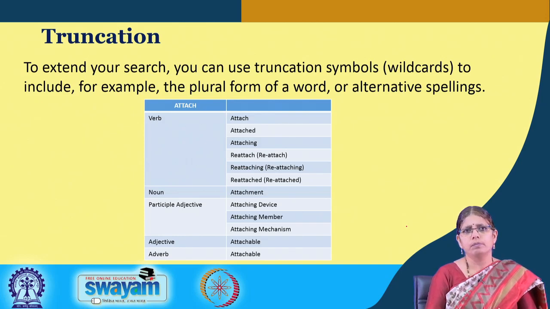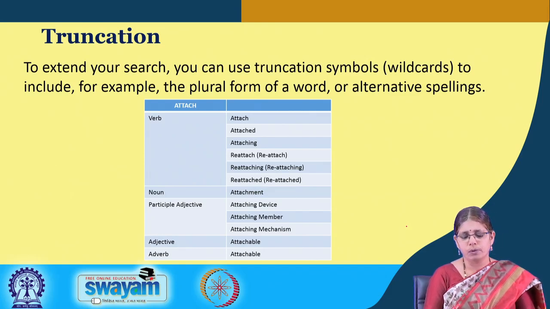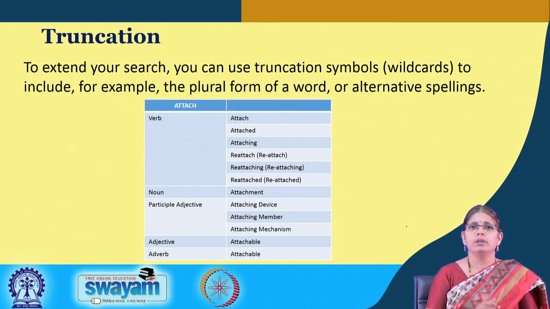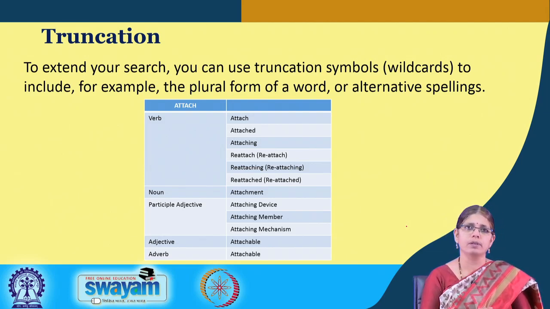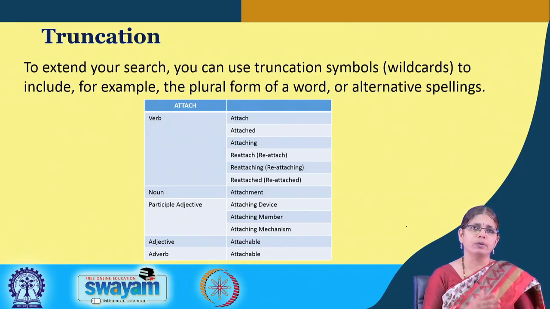Truncation is the other option that is available to extend a search. One can use wildcards. For example, for the word attach, it could be attached, attaching, or reattach. These are the different aspects of that particular word, and if you don't want to miss out on them, it's good to use truncation. It pulls out those which are relevant to that particular word attach, and it is necessary because many a time, when you are interpreting the claims and looking at the value of an invention in a particular context, truncation is also important to that extent.